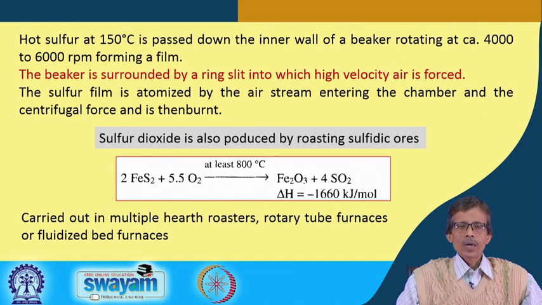So, the sulfur film forming over there through that rotation is atomized by the air stream entering the chamber and the centrifugal force, and then burnt. That means it is quickly burnt out, and the burning process is basically giving us the corresponding sulfur dioxide. And we have that SO2 now in our hand, and we will see next how we can convert that SO2 to SO3 before getting sulfuric acid, that means H2SO4.